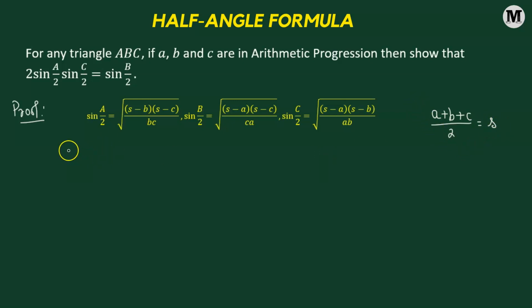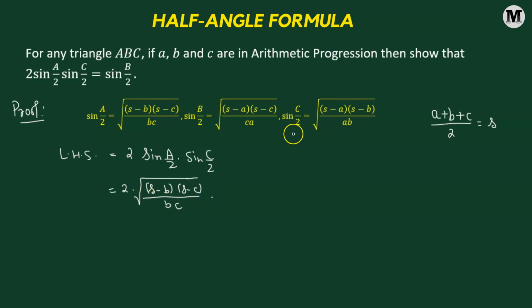Fine. Now let's start from the left hand side. On the left hand side of the problem, we have 2 times sine of A over 2 multiplied by sine of C over 2. So let's use the formula for sine A over 2. That will be the square root of (S minus B) multiplied by (S minus C) divided by BC. This will get multiplied by sine C over 2, which is the square root of (S minus A) times (S minus B) divided by AB.